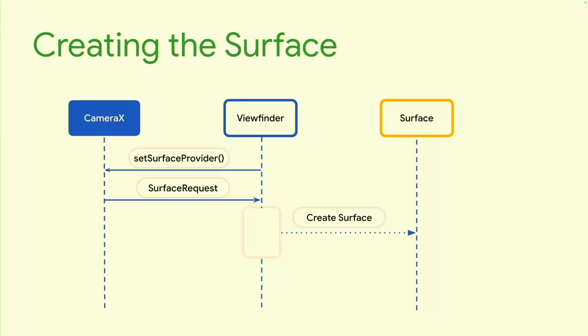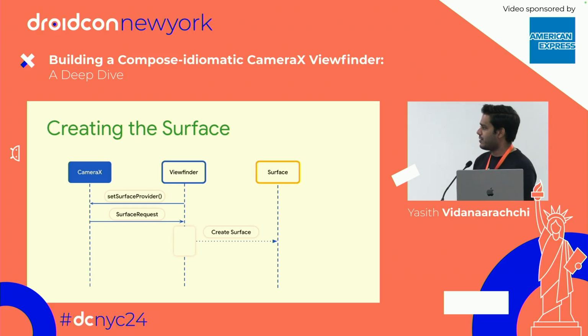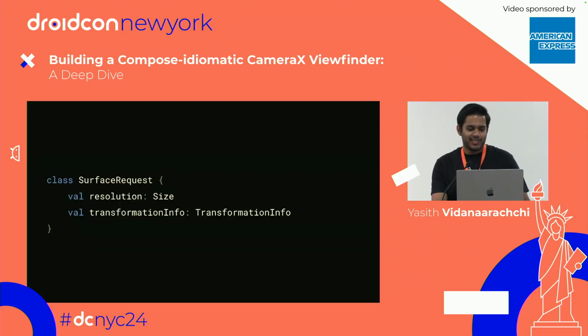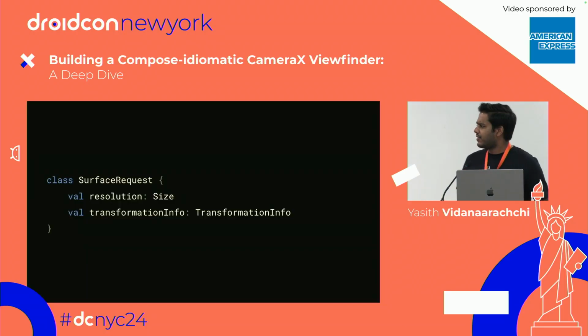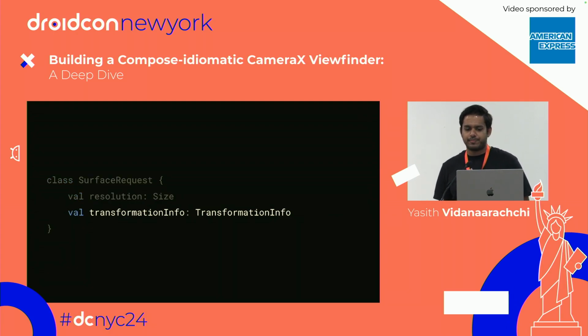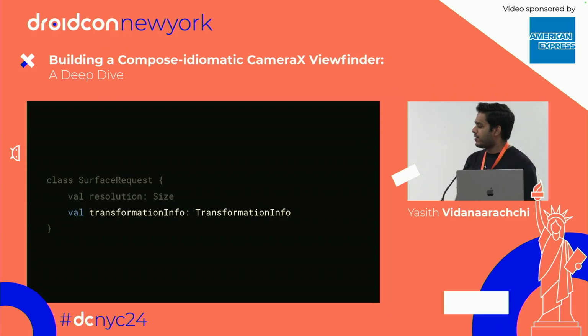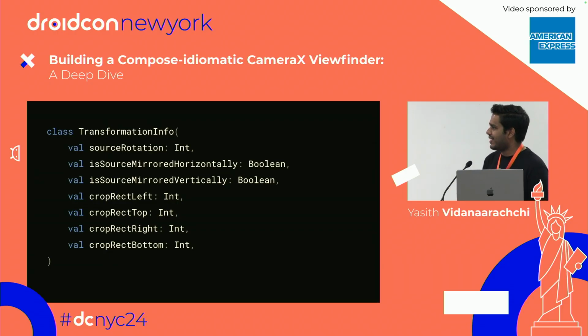So now we have a surface request. Now we have to create a surface. This is the fun part. Let's review the surface request again. We have the resolution, which is the resolution of the frames we're getting from the camera sensor, and then we have the transformation info. As I mentioned earlier, this is how we want our camera frames to be transformed. The transformation info contains just a few things.